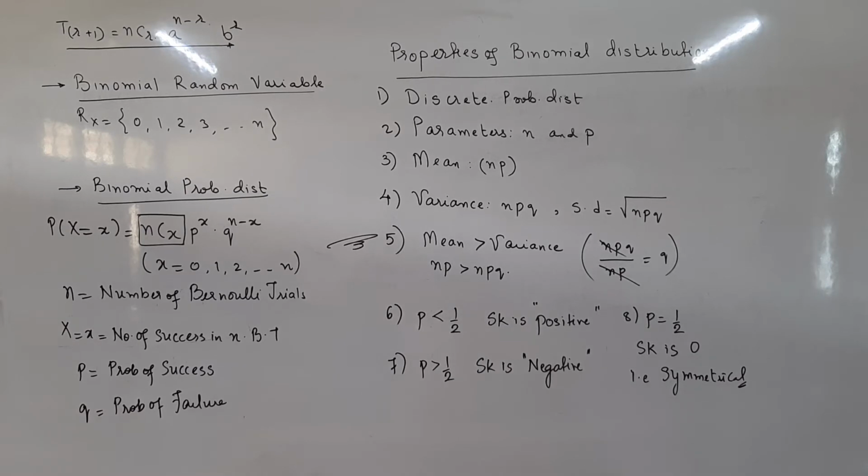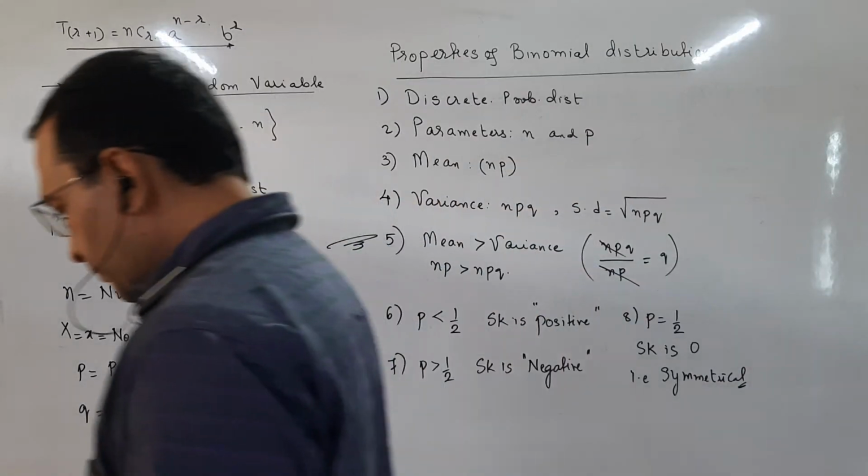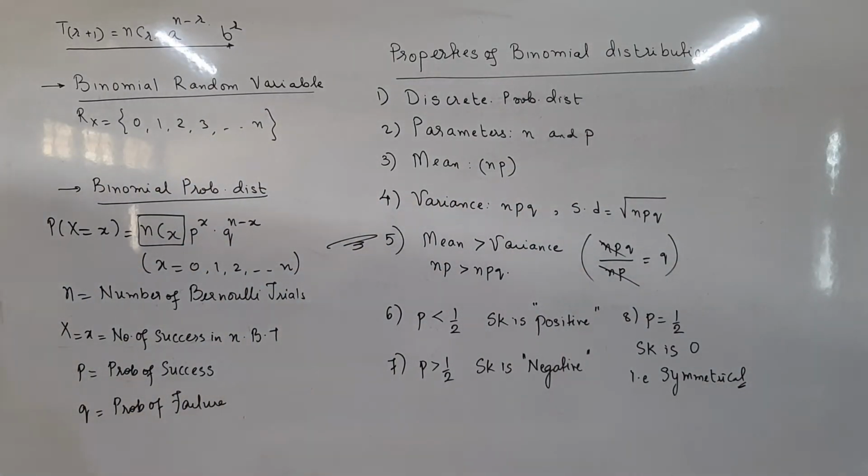For p less than 1 by 2, so 1 by 2 is 0.5, if p is 0.38, then skewness of binomial distribution is positive. P greater than 1 by 2, skewness is negative. Suppose p is 0.58, then it is greater than 0.5, so skewness is negative. And if p is exactly 0.5, then skewness is 0. Zero skewness means the distribution is symmetrical. The frequency curve is perfectly bell-shaped.